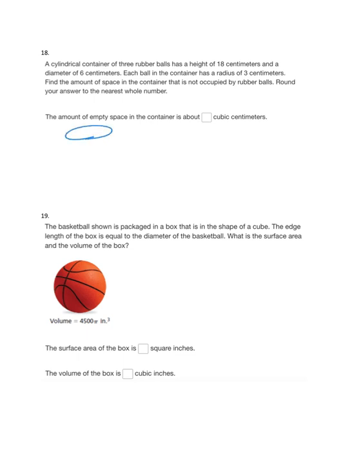All right, next, number 18, we have this cylindrical container with 3 rubber balls. So it's kind of like a can of tennis balls here. We've got the cylinder. There's 3 spheres inside. The cylinder has a height of 18 centimeters and a diameter of 6 centimeters. Each ball has a radius of 3 centimeters, so the ball goes all the way across the cylinder. Find the amount of space in the container that is not occupied by the rubber balls.